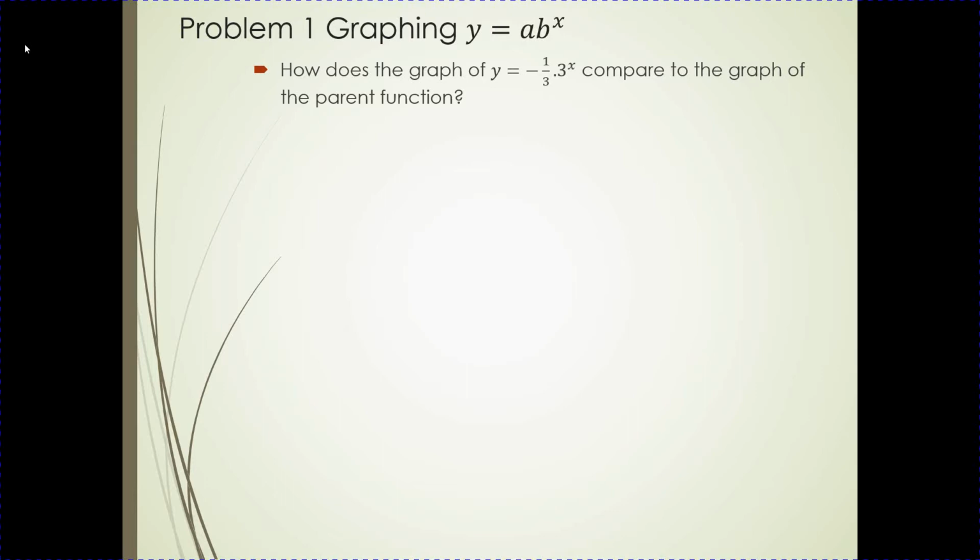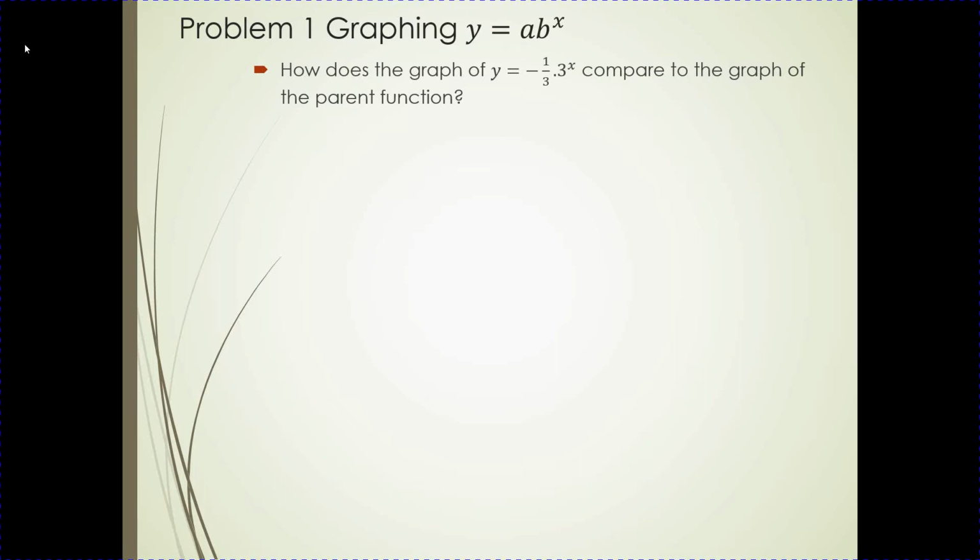Now when you see this function, as you can see, the parent function is multiplied by negative 1 over 3, which means that it has two kinds of transformation. One is stretching, sorry, it is compressing because 1 over 3 is between 0 and 1, and also you are multiplying by a negative value, which means that it has a reflection.